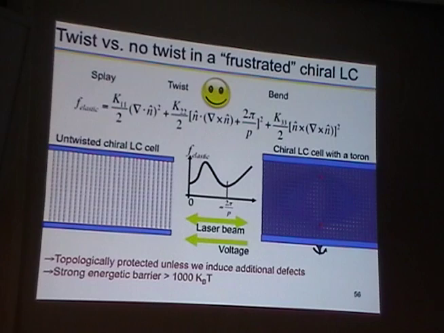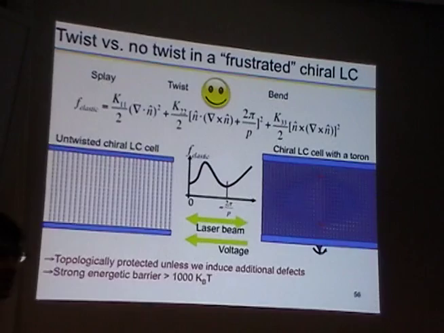But this would be possible to do only when you have small toron structures. So you would need short-pitch cholesteric liquid crystals to be able to play with those, or perhaps heat the sample to be very close to the nematic-isotropic transition, where the elastic constants would become a little bit smaller, and the barrier would be smaller as well.